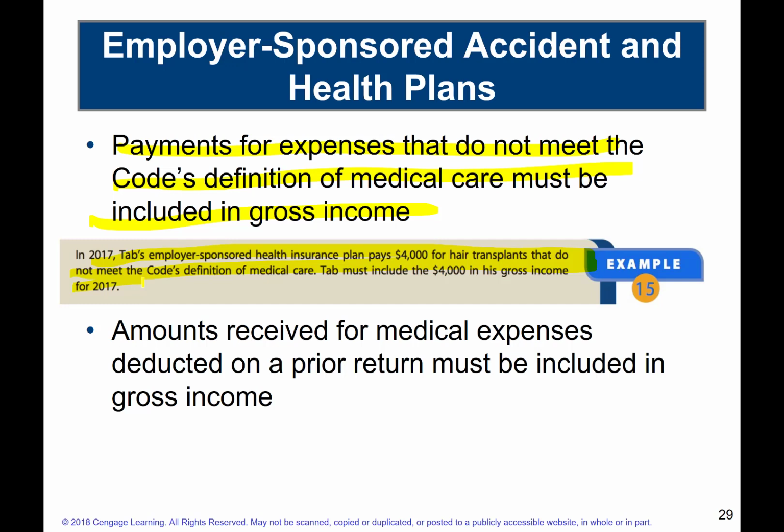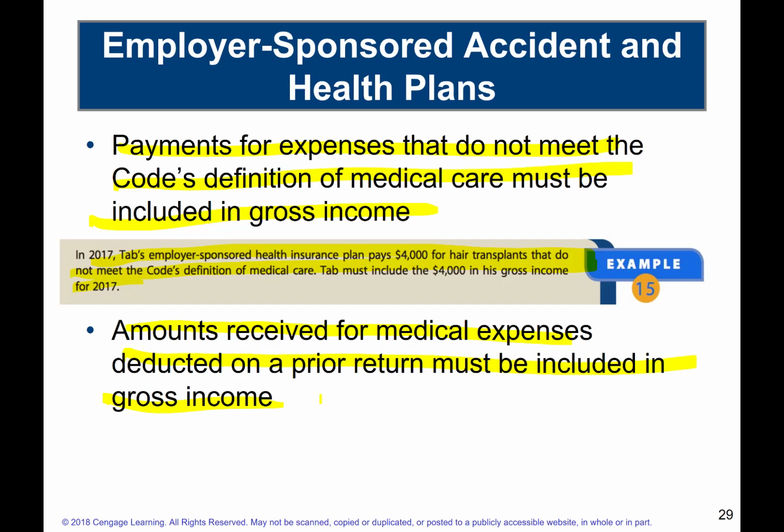Okay, hair transplant. You could say, well, but you had hair at one time. No, that doesn't work either. Me back to my 16-year-old self, no. Now, amounts received for medical expenses deducted in a prior return are included. Again, that's the tax benefit rule. If you took a deduction because your medical expenses exceeded certain percentages of AGI in year one, and then in year two you get reimbursed for that, you have to claim that reimbursement.